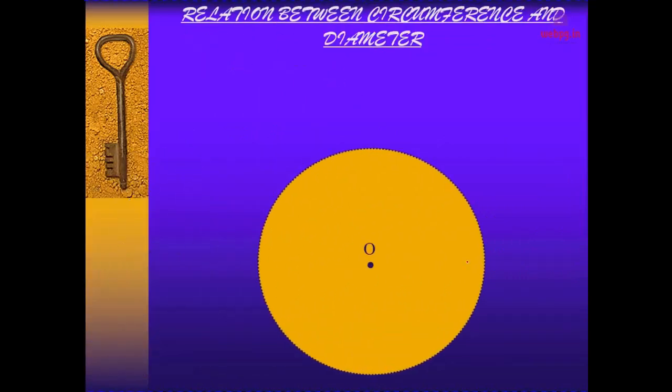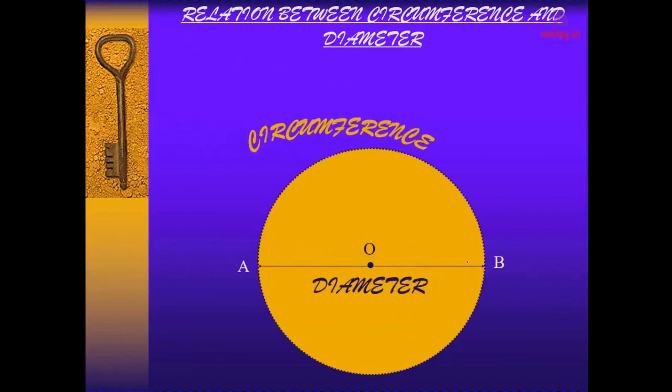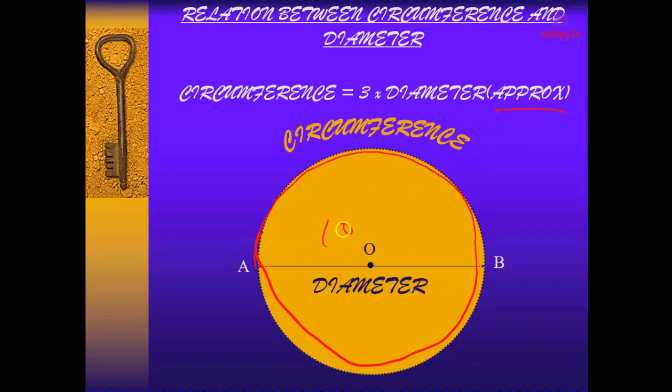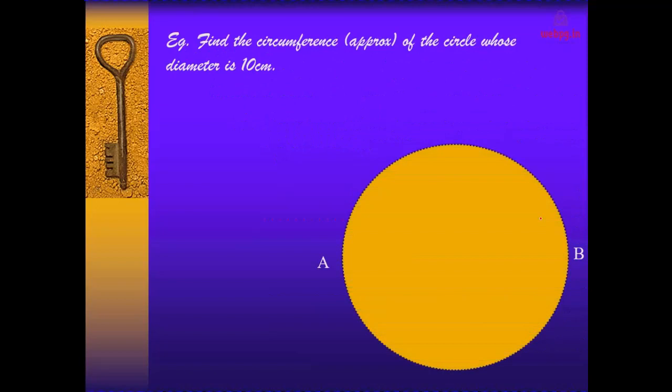And the relationship between circumference and diameter, right? This is also a very important concept. If this is the diameter and this is our circumference, then circumference equals approximately 3 times the diameter. I mean, the circumference is actually approximately 3 times the diameter. So if our diameter is 10 cm, then the circumference will be around 30 centimeters. Now find the circumference of a circle whose diameter is 10. Definitely, as I mentioned, it will be 30.